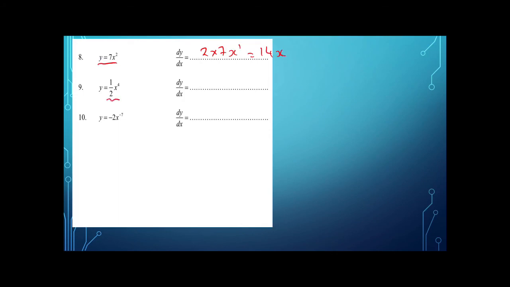Okay, this time we have a fraction in front of the x. Doesn't make any difference, it's just a scalar, something we're multiplying by, so we just do 4 times a half x, and we subtract 1 from 4, which is 3, so x cubed. A half of 4 is 2, so that's 2x cubed. And finally, we bring the negative 7 in front, multiply by negative 2, and we subtract 1 from negative 7, which is negative 8. Negative 7 times negative 2 is positive 14, so 14x to the negative 8.